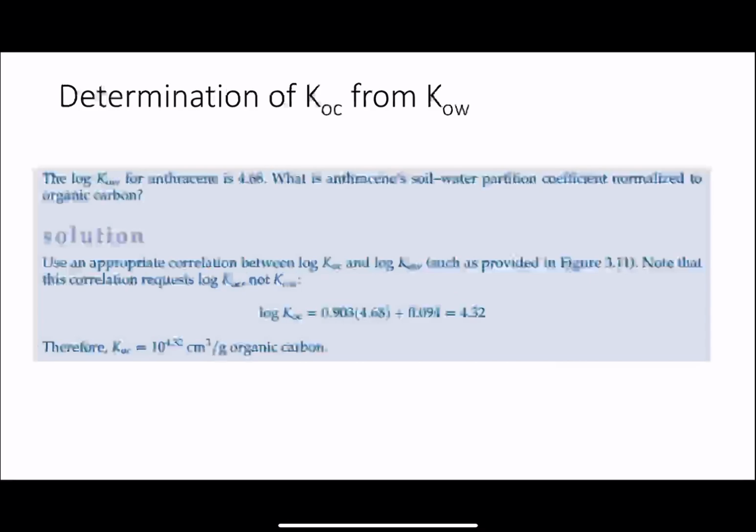Let's look at this equation. That's very easy. You have log KOW, and you want to find the anthracene soil water partition coefficient normalized to the organic carbon, KOC. You could find it if you have log KOW: 0.903 times log KOW plus 0.094, giving 4.32, and you could find KOC, 10 to the power 4.32.